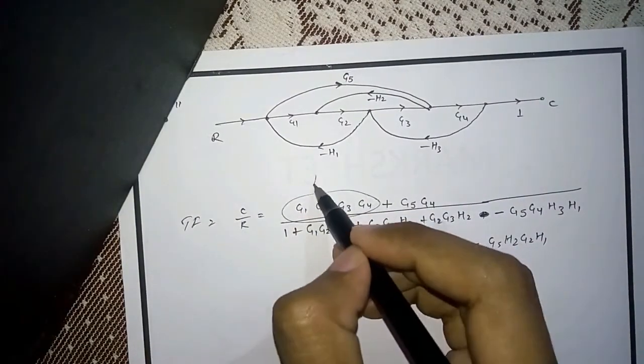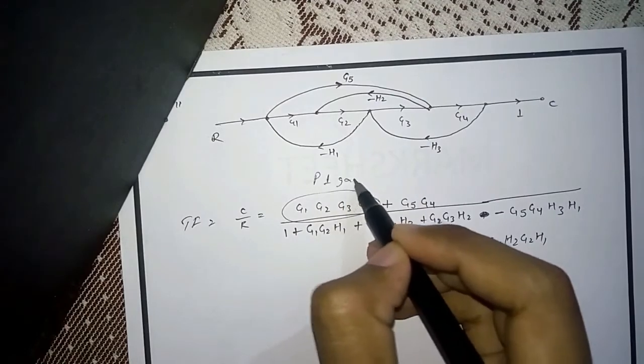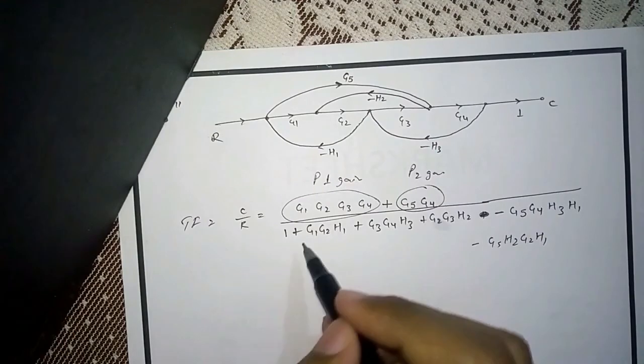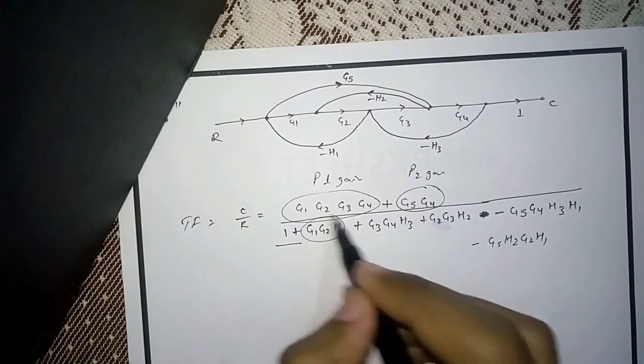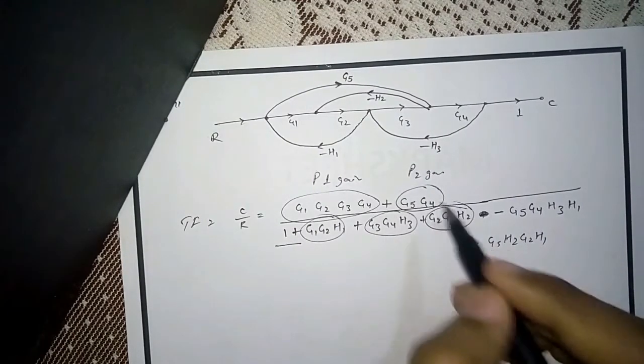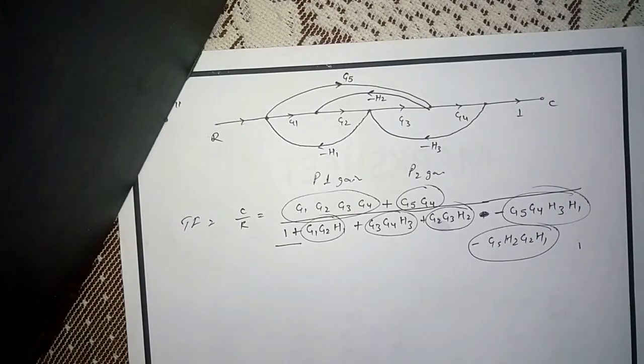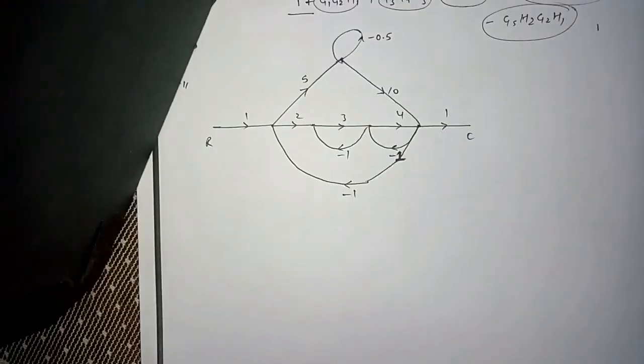Path 1's gain, path 2 gain, 1 plus we have loop gains. Okay, so guys, I have taken one more question.